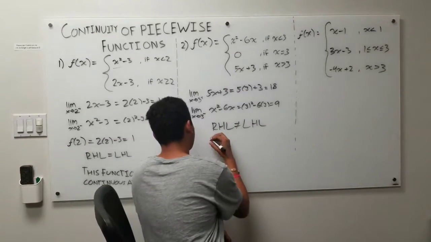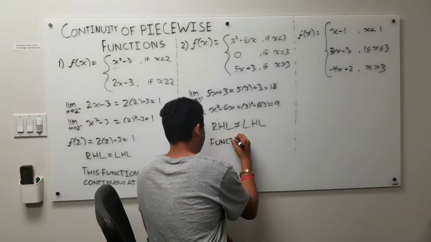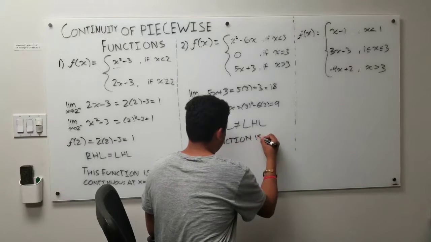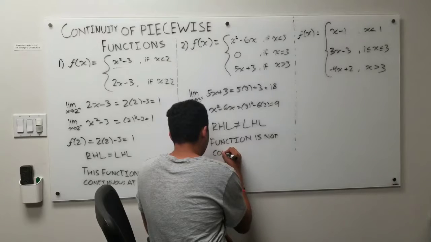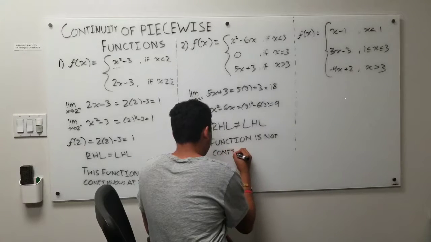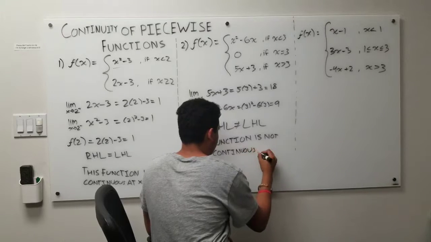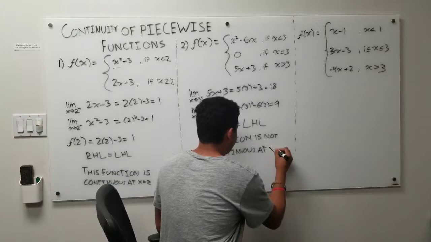So function, we could just write is not continuous at x is equal to 3.